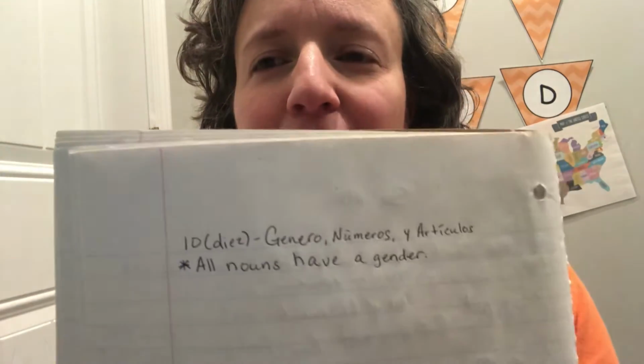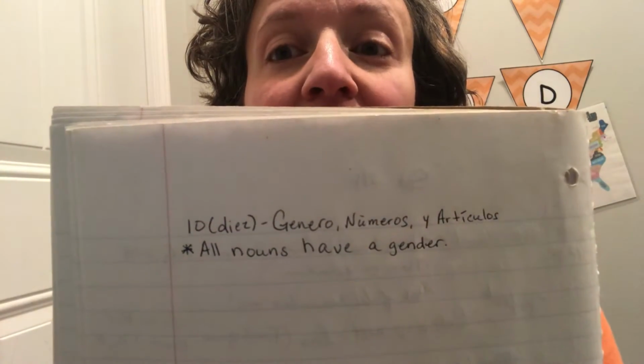Your first note, and again, just pause the video when you need to, is that all nouns have a gender. So what that means is that nouns are either masculine or feminine. In English, this makes sense. People are male or female, and so we say he and she and all this stuff. So with people, it makes sense.